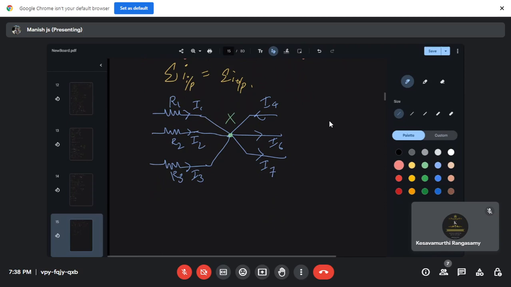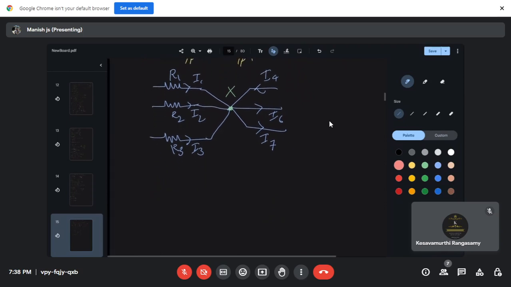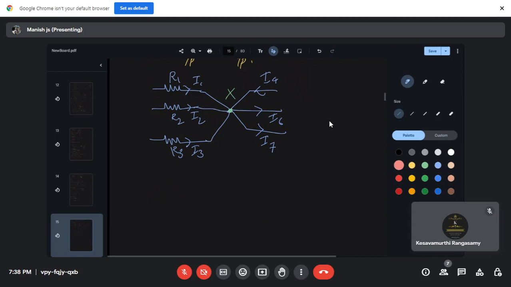So who can tell me what are the currents entering X, the input currents? Sir, I1, I2. Yes, so we can write it as I1 plus I2 plus I3. What else is entering? There is one more. You can see I4 is also entering. So plus I4 is equal to, now what are leaving? There are two currents leaving X, which are I6 plus I7.